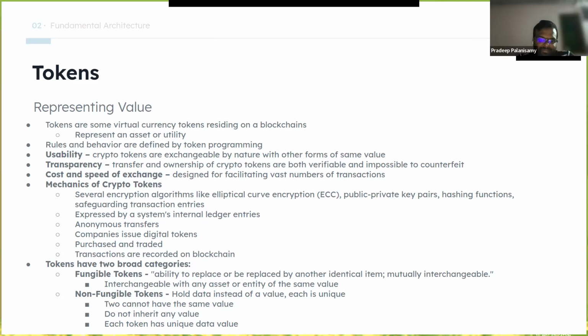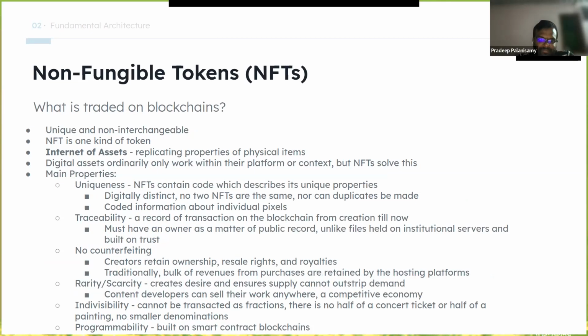Okay, more on NFTs. Each one is unique. You can't interchange them. They're all one of a kind. This goes into a concept called the Internet of Assets, where virtual things replicate properties of physical ones. Normally, digital assets only work within their platform or context.